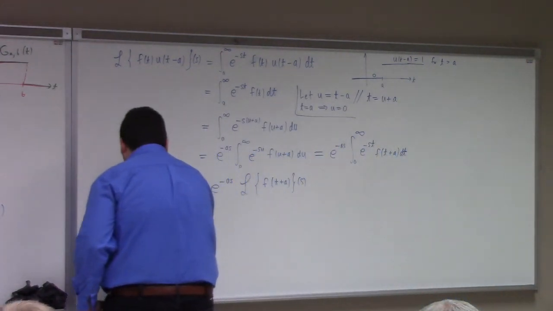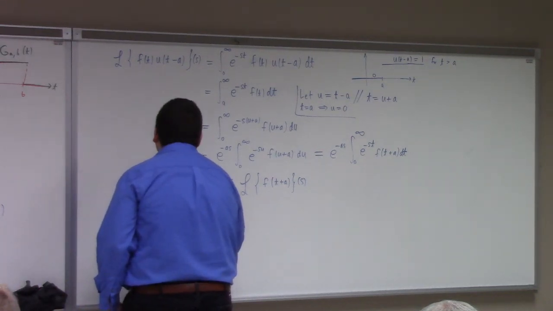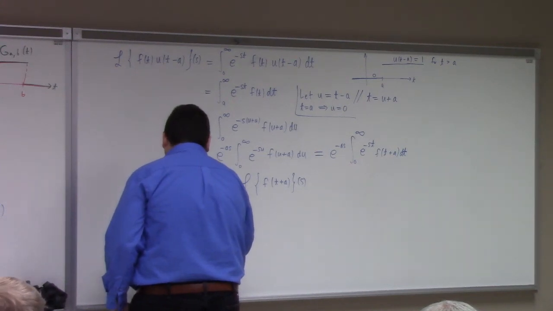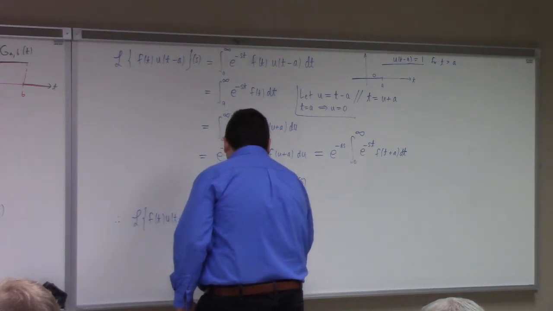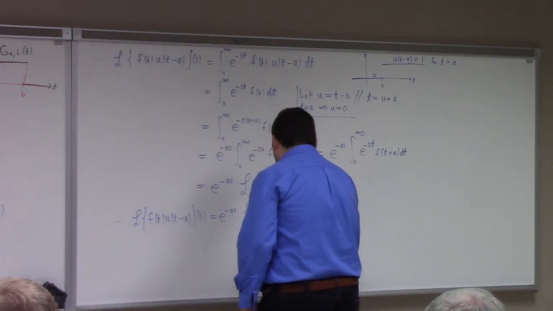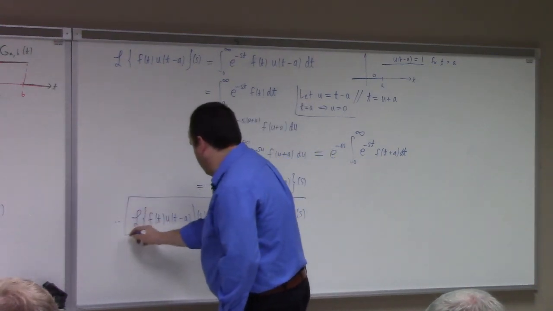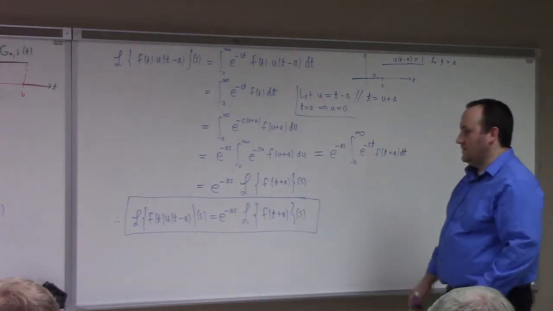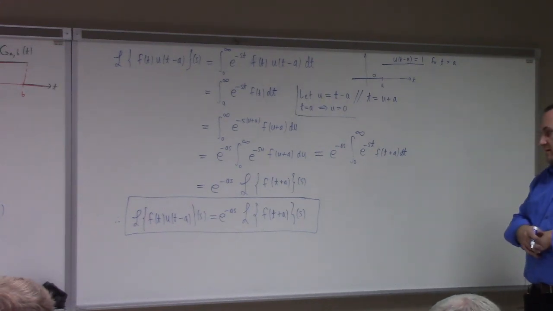So therefore, the Laplace transform of f of t times u of t minus a, of s is equal to e to the minus as times the Laplace transform of f of t plus a, of s. So this is how we take the Laplace transform of a function times a unit step function. I can't talk today.